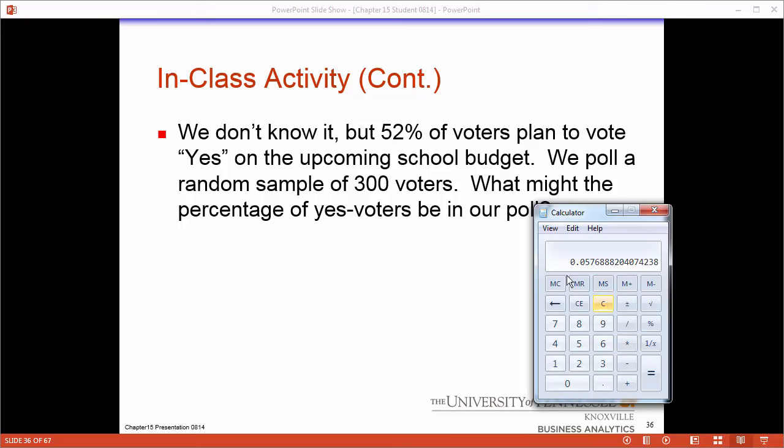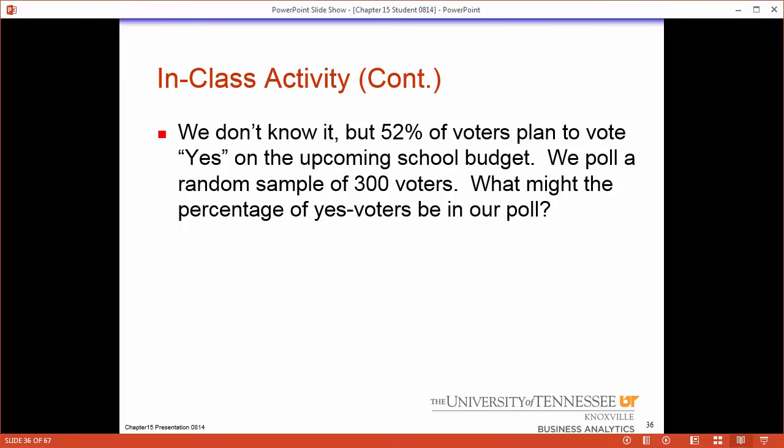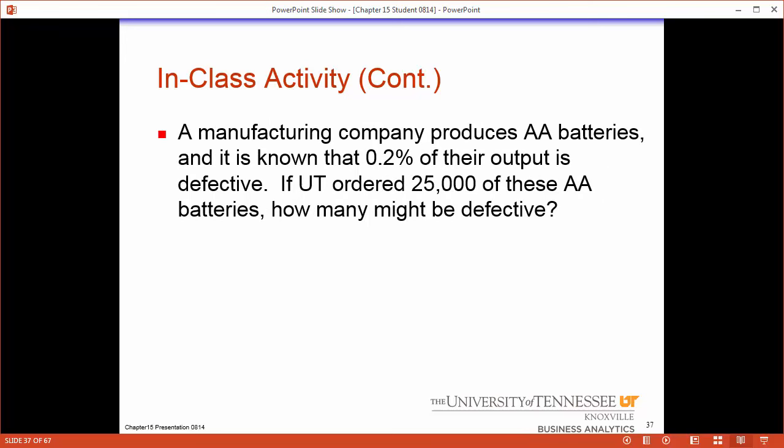We'll do some confidence roles soon, and we'll see this come up again. So you'd expect 52 plus or minus 5.7%. So yeah, we would probably observe that it would pass, because we could observe lower than 50%, but a lot of this interval is above 50. Let's do the last one here.